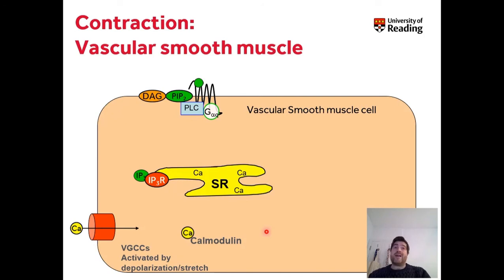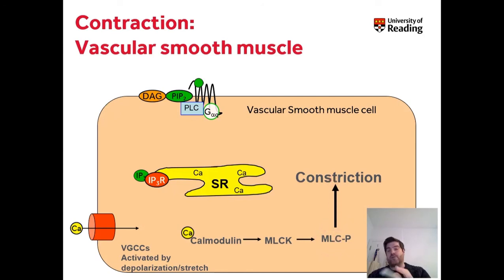Once this calcium is bound to calmodulin, it can then activate that enzyme we talked about, myosin light chain kinase. And once myosin light chain kinase is activated, it phosphorylates myosin light chain, and that is what causes constriction of the smooth muscle cell.